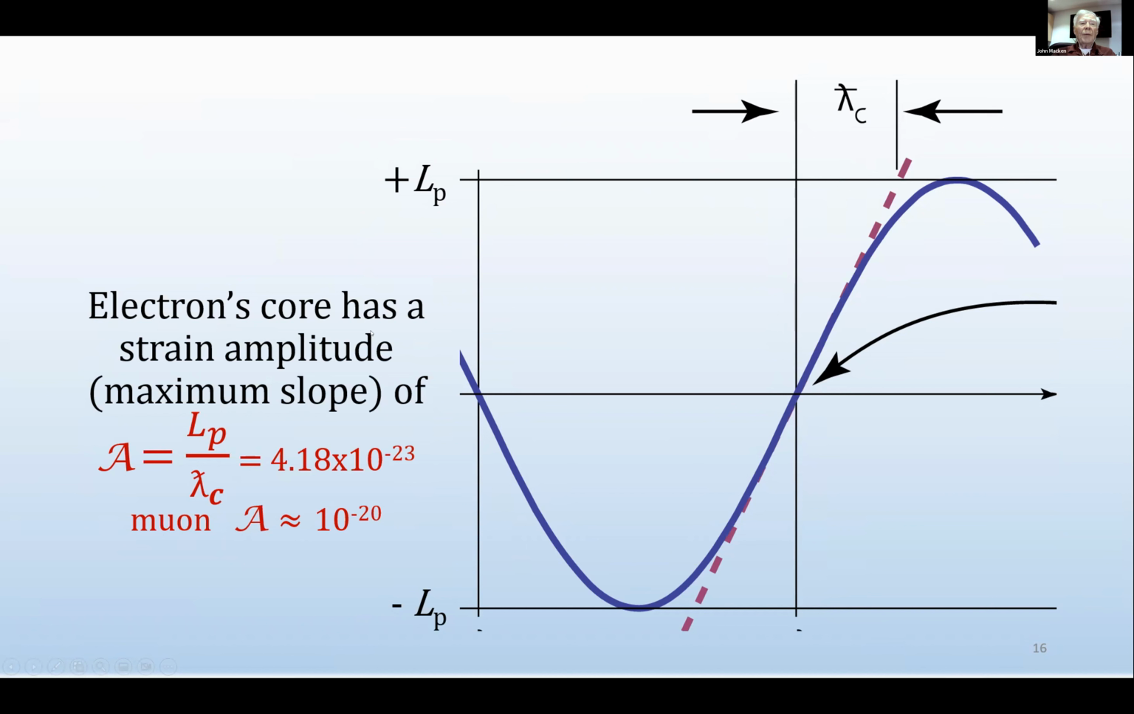The electron's Compton angular wavelength, again, is 3.86 times 10 to the minus 13. So when you get that out, this is 4.18 times 10 to the minus 23. So when you see this symbol, you can just say this translates into this specific dimensionless number. For comparison, a muon has an amplitude of roughly 10 to the minus 20.